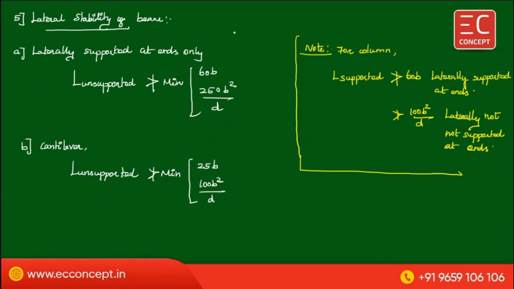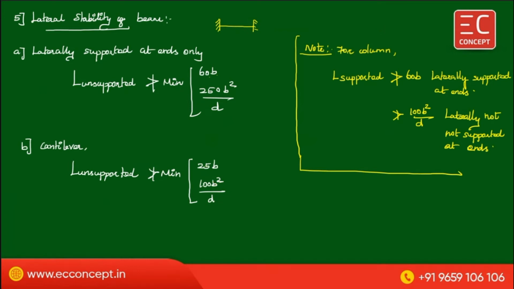Next one, the lateral stability of beam. The beam is laterally supported at the ends only. That means at the ends the beam is laterally supported. Then L unsupported should not be greater than the minimum of 60 B, or 250 B square divided by D. Similarly, for a cantilever, L unsupported should not be greater than the minimum of 25 B, or 100 B square divided by D.